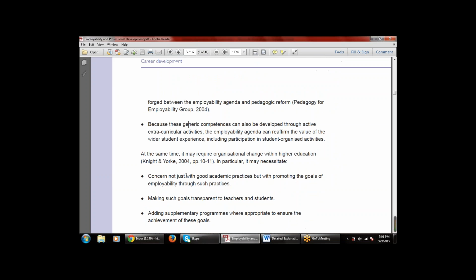And because these generic competencies can also be developed through active extracurricular activities, the next point is that we can achieve these generic capabilities with the help of extracurricular activities. The employability agenda can reaffirm the values of the wider student experience, which includes participation in student-organized activities. So there are various activities that will help the students.